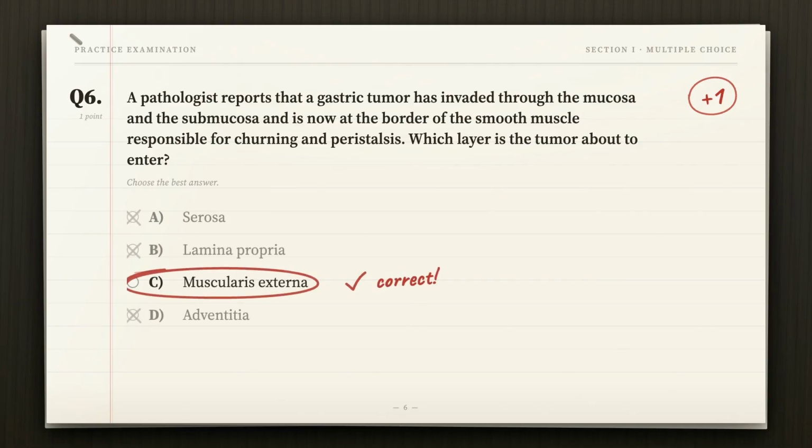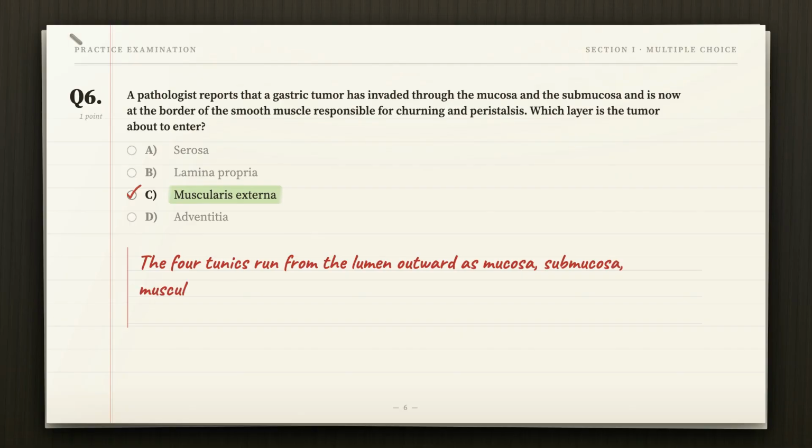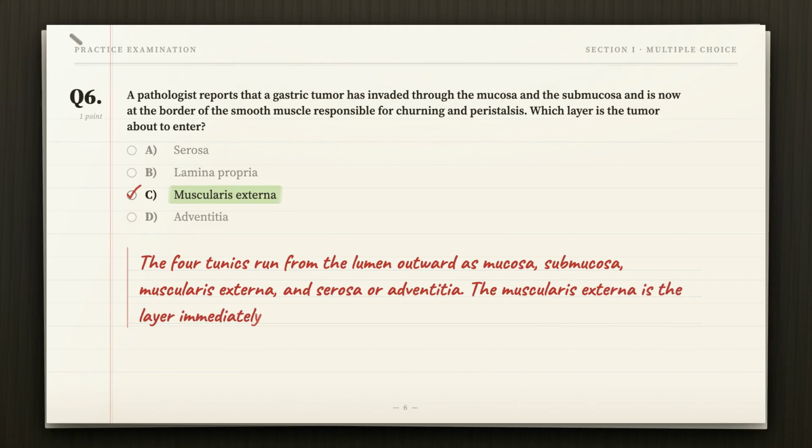The correct answer is C. Muscularis externa. C is correct because the four tunics run from the lumen outward as mucosa, submucosa, muscularis externa, and serosa or adventitia. The muscularis externa is the layer immediately outside the submucosa and is the one whose circular and longitudinal smooth muscle generates peristalsis and segmentation.